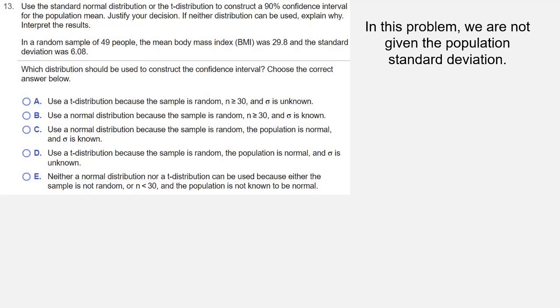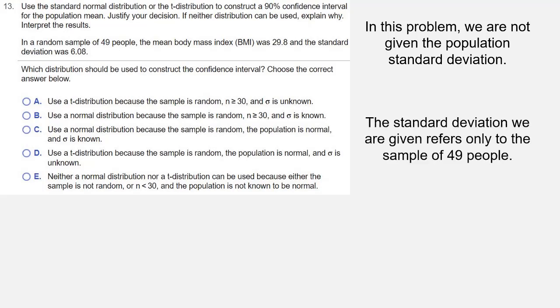Since we don't have the population standard deviation, we can't use the normal distribution, so that eliminates choices B and C. So now we're thinking it's a t-distribution, so let's look at the t-distribution choices. A says use a t-distribution because the sample is random, n is greater than or equal to 30, and sigma is unknown. That sounds pretty good.